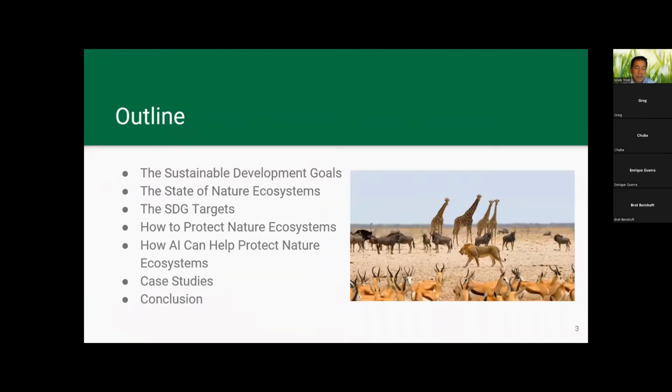So the outline: I won't go over the Sustainable Development Goals again, because we've seen them in each lecture. I'll jump straight to the state of nature ecosystems, then the SDG targets. SDG stands for Sustainable Development Goals. Then how to protect nature ecosystems, how AI can help to protect these ecosystems, go over some case studies, and I will conclude.